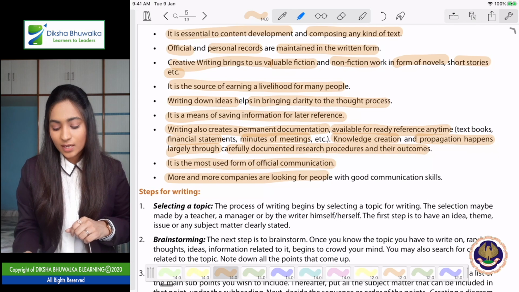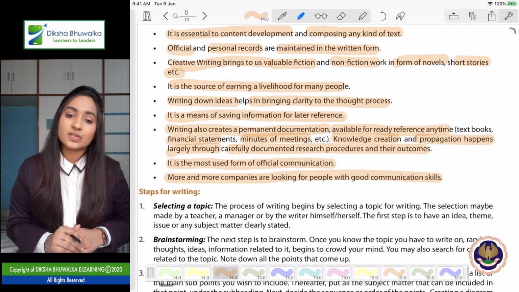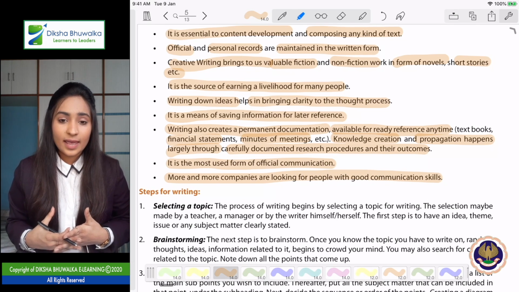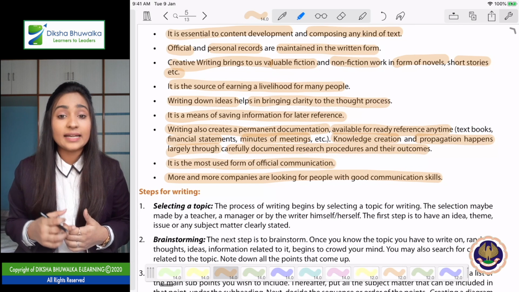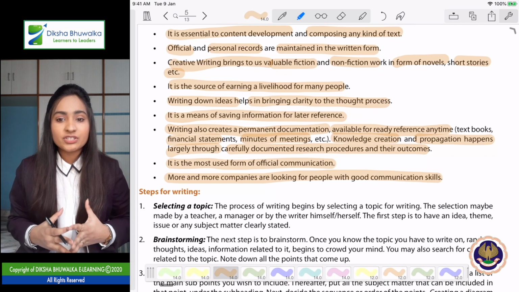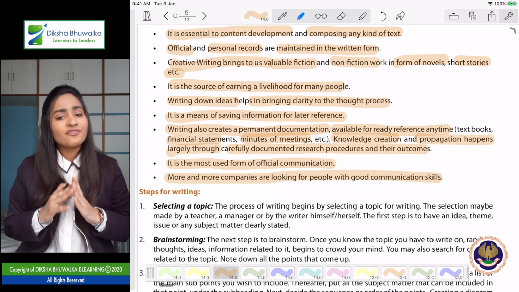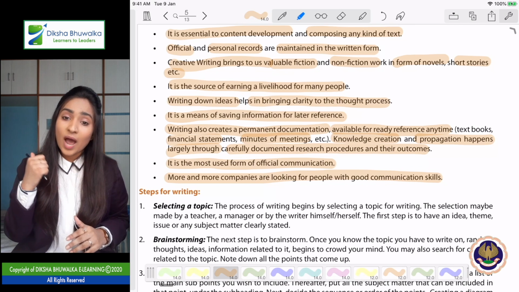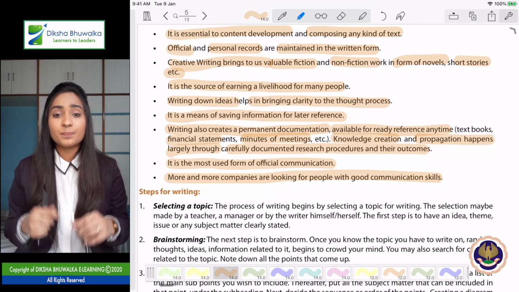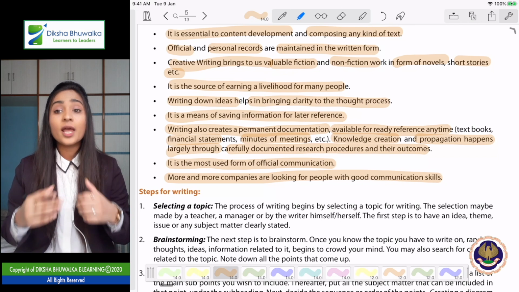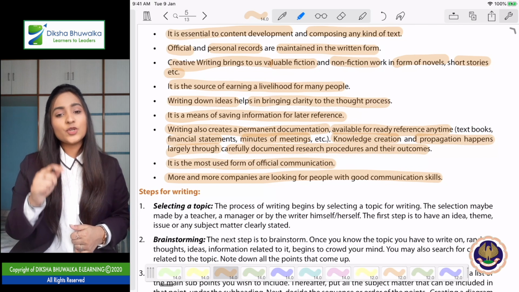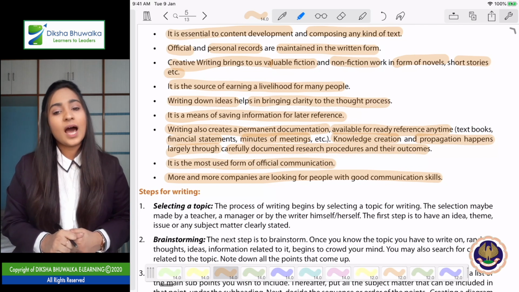More and more companies are looking for people with good communication skills. Now, in this era of technology and in this era of competition, many people have very good communication skills. So you have to have very good communication skills, be it writing, be it reading out, be it public speaking, so that you can give a good competition to the people outside in the world.